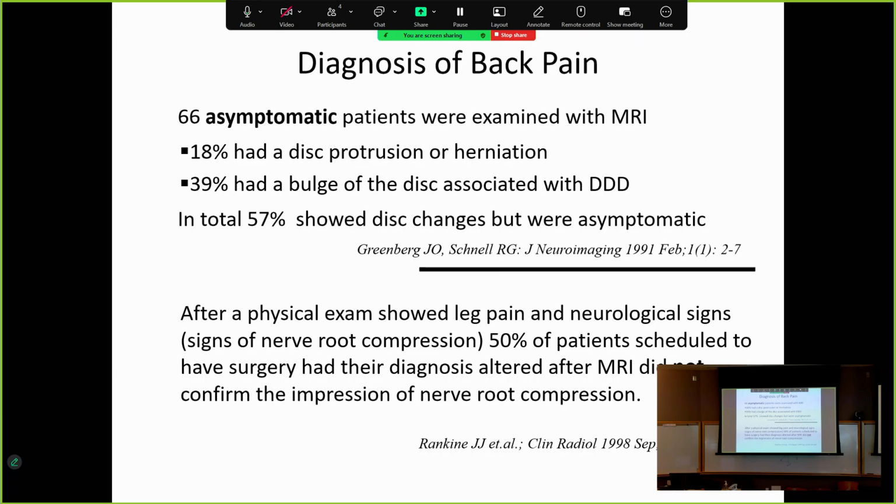This is an older study, obviously, from 91. 66 asymptomatic patients examined with MRI. 18% had disc protrusion on the MRI, as read by the radiologist. 39 had a bulge of the disc that was significant enough to be associated with degenerative disc disease. In total, 57% showed disc changes, but all of them were asymptomatic. So what's that tell you? What's the clinical pearl there?